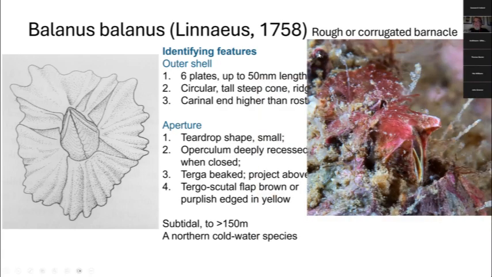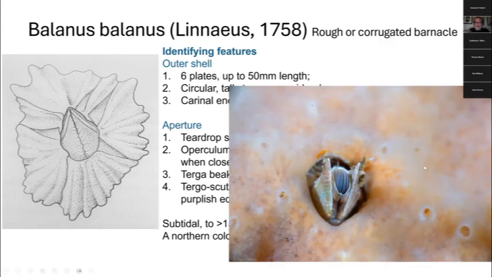And the tergoscutal flap is brown or purplish, and it's edged in yellow. You can see the tergoscutal flap here emerging from between the two terga sticking up as they open, and these are the scuta here with the tergoscutal flaps in between. This one is subtidal to about 150 meters. It's a northern species, so it likes cold water.